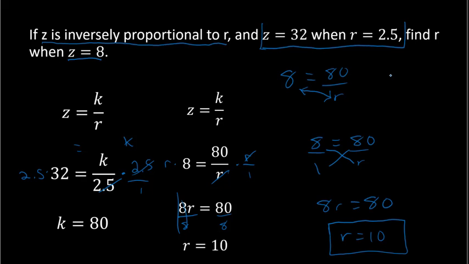So if you can do that shortcut, that would work as well. R equals 80 over 8, which would equal 10. Alright, so actually there are 3 ways you can think of this problem.